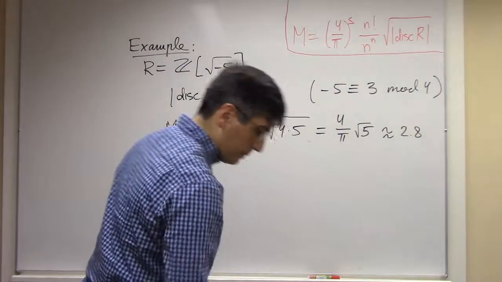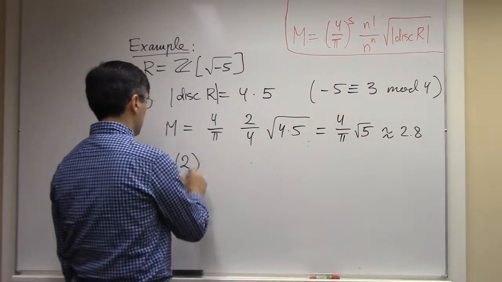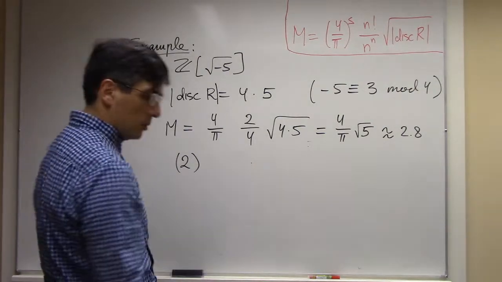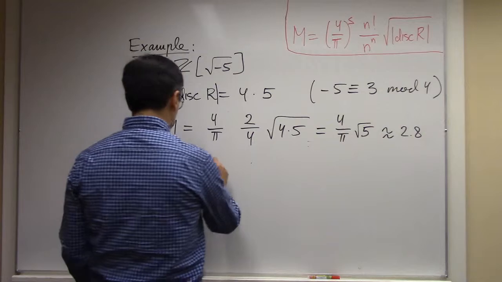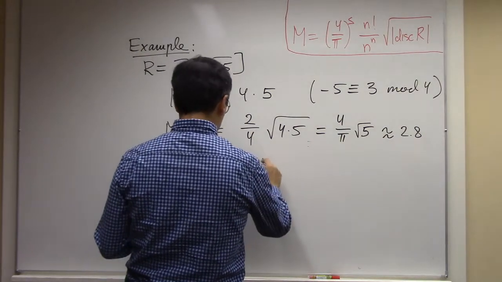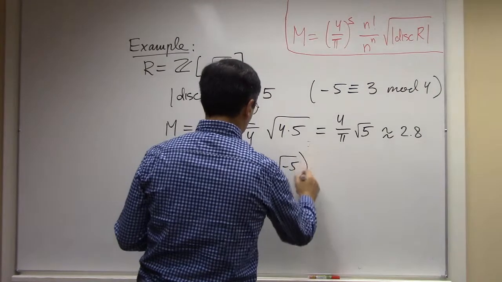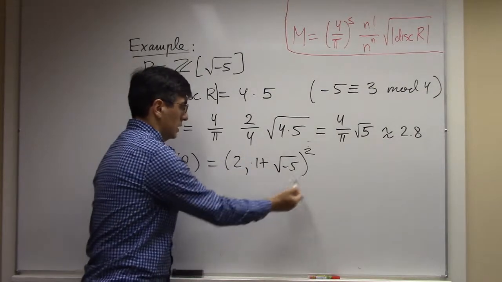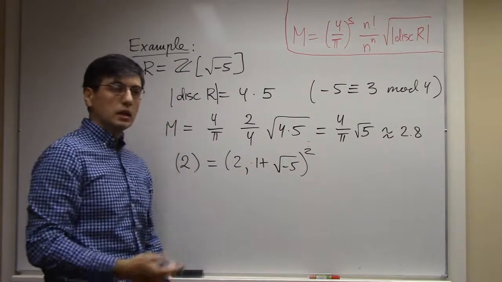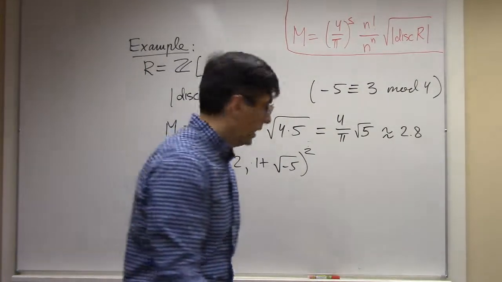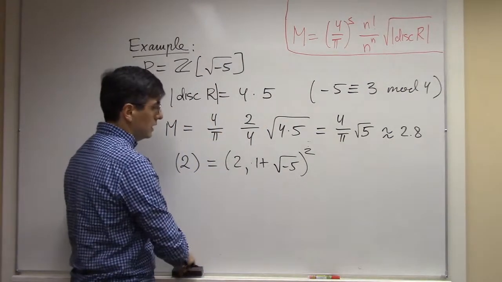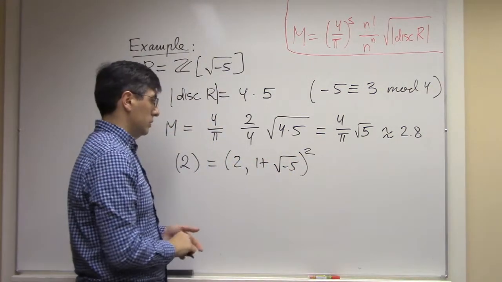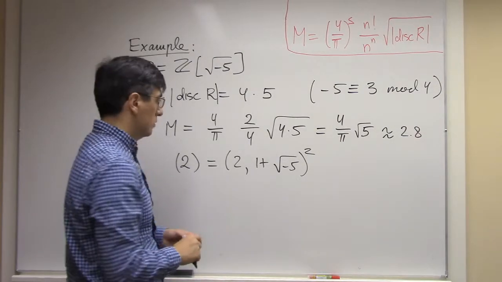So I have to factor 2 into prime ideals, and 2 again ramifies. You can repeat the same argument as before, and you get that 2 is (2, 1 plus root of minus 5) squared. So this is the prime decomposition of 2, and the norm of this prime ideal is indeed 2. And we also know that this ideal is not principal. This we proved. You can try to reprove this on your own, which is a useful exercise.